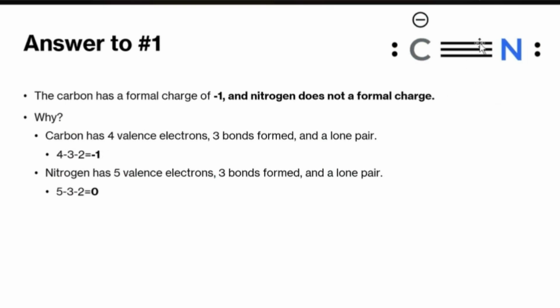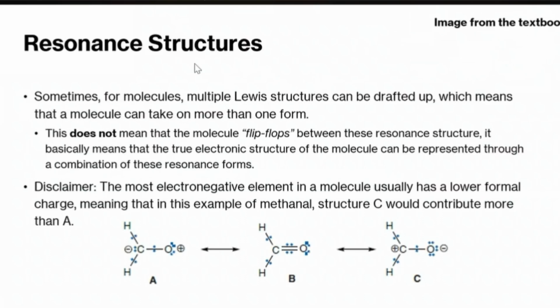Nitrogen also has the triple bond and a lone pair. So that would be 5 minus 3 because of the triple bond, and minus 2 because of this single lone pair. That's mainly it. So let's go on to talk about resonance.